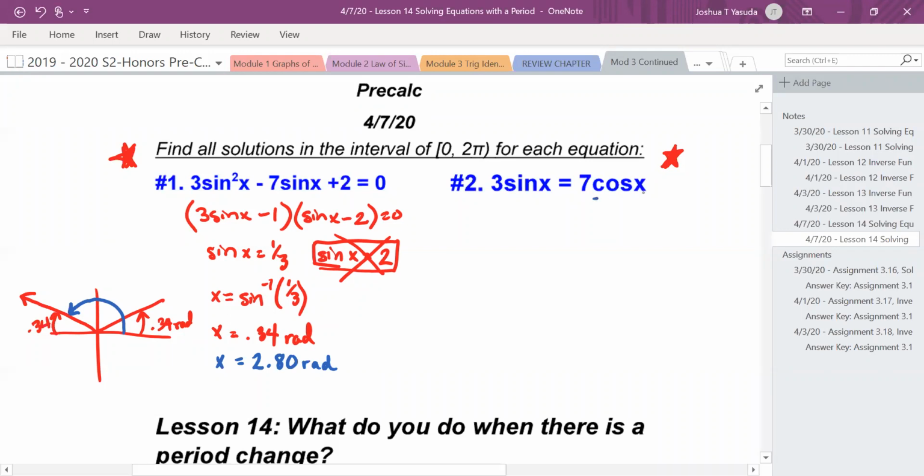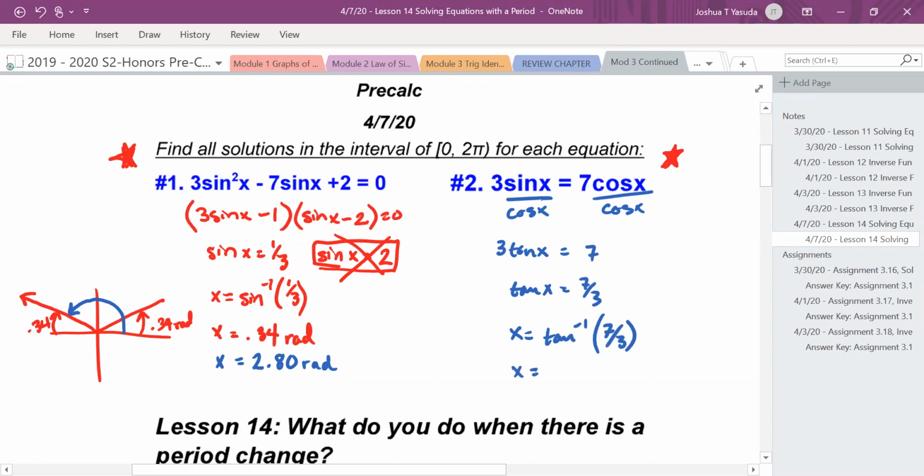In the second one, I would divide by cosine. For those who are curious and you see something like that and you just immediately want to do menu 3-1, don't do that, right? So I'd say 3 tangent of x equals 7, divide by 3. Tangent of x equals 7/3. And remember, tangent can equal something bigger than 1. So x equals the inverse tangent of 7/3, and then I'd have to use my calculator. And this is the one where you would add pi, right? So inverse tangent of 7/3.